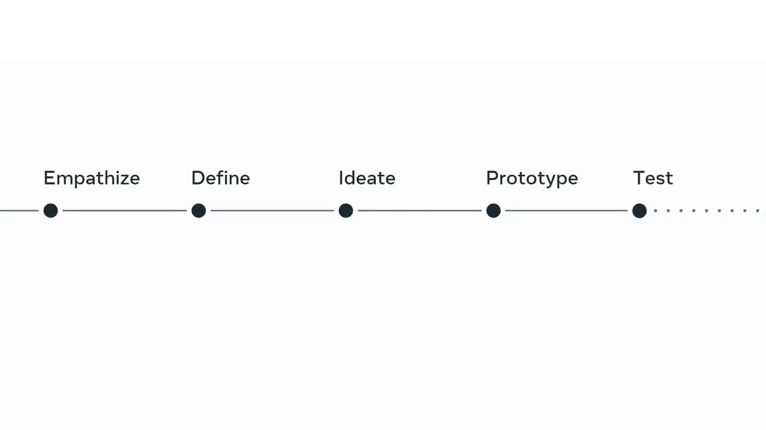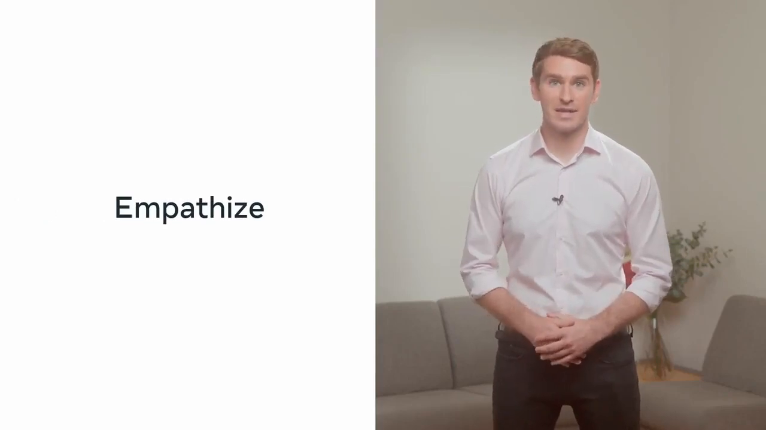The 5 stages of the UX process are empathize, define, ideate, prototype, and test. It is important to keep in mind that UX is an iterative process, which means you may have to go back to the previous stage to adjust and refine it. Let's start with the empathize stage.